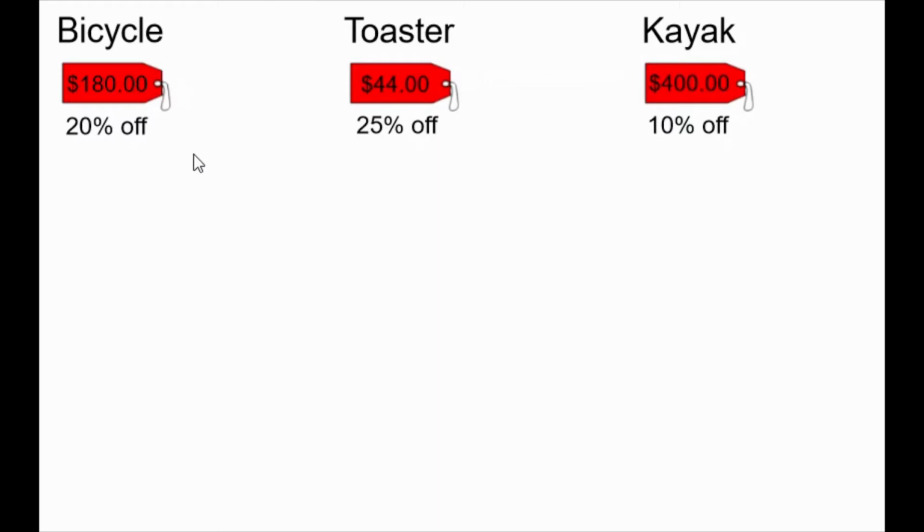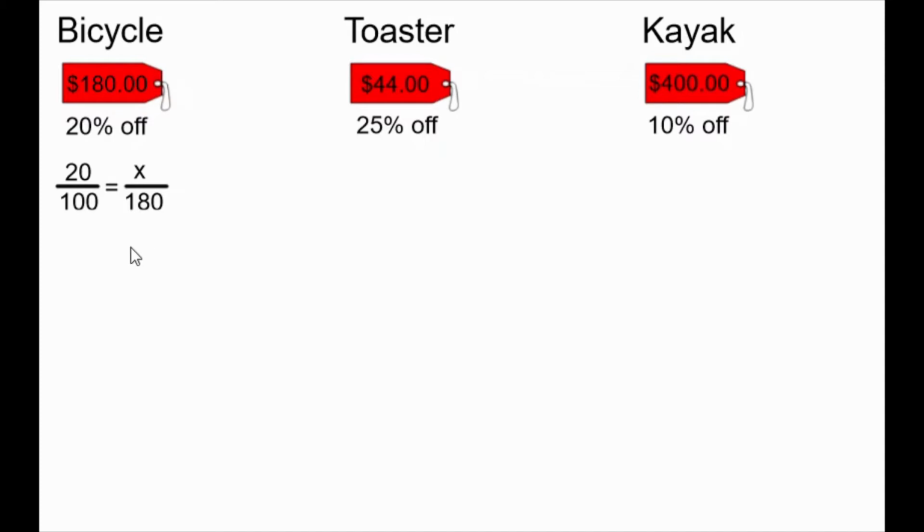For our first example, we have a bicycle. The regular ticket price is $180, but there's a special and it's 20% off. The first thing that we have to do is build a proportion. And the way to do that is to express 20% as a fraction, 20 over 100, on the left side of your equal sign. On the right side, you put x on the numerator of the fraction, and 180, the regular price, as the denominator.